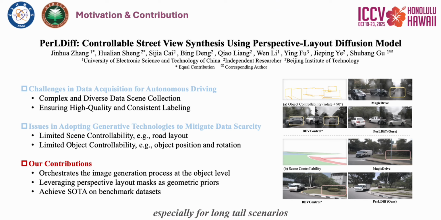for long-tail scenarios. However, as shown in the figure on the right, existing generative methods still struggle with precise control over scene layouts and object placements, leaving significant room for improvement. So what can we do?